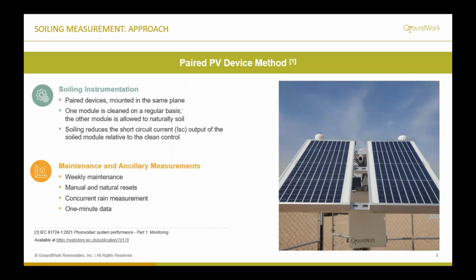So in our programs, the clean module is cleaned weekly, and the soiled module is cleaned occasionally by wind, dew, or rain, occasionally also cleaned manually. We call that a soiling kit reset, and we do that if the soiled module is disproportionately impacted by something like bird droppings or agricultural sprays, stuff like that. So cleaning the soiled module, whether it's done manually or naturally, resets the study and brackets a soiling period, and I'll talk about those later. We also measure rainfall concurrently, and data from the system in our programs are collected at the 1-minute interval.